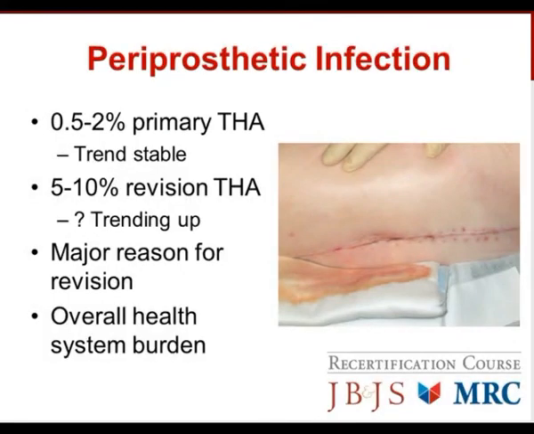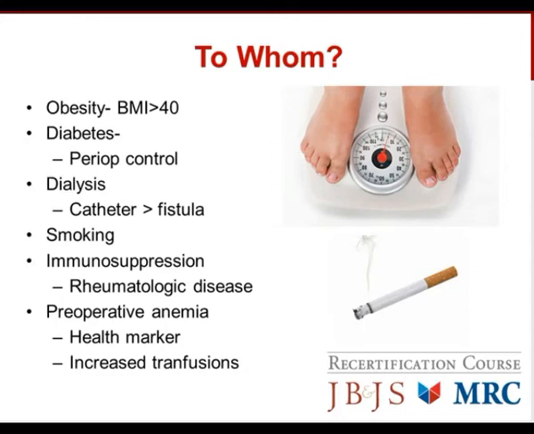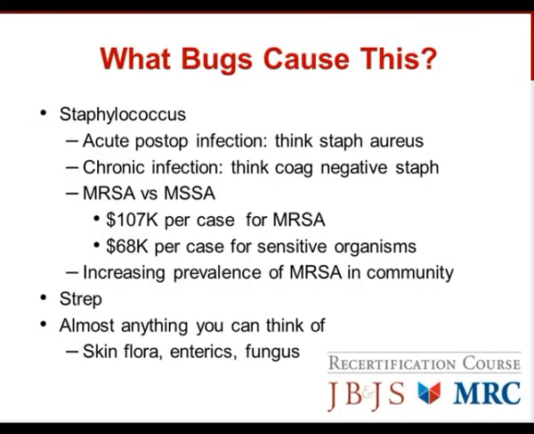Let's talk briefly about periprosthetic infection. This is a big deal in arthroplasty. We've identified a number of patient risk factors for infection, including those listed here. Obesity, diabetes, etc. have all been linked with periprosthetic hip infection. Staphylococcus is the most common culprit in these infections. In the acute postoperative infection, think Staph aureus. If it's a more chronic, long-standing infection, you want to think coag-negative staph. Strep is another common organism, but really anything you can think of can be implicated in periprosthetic infection.